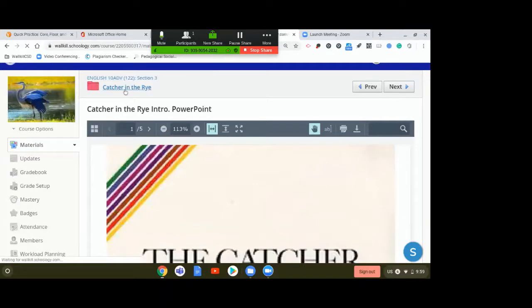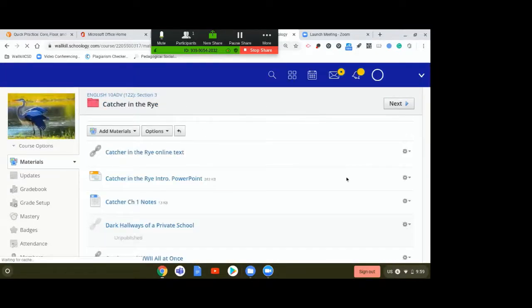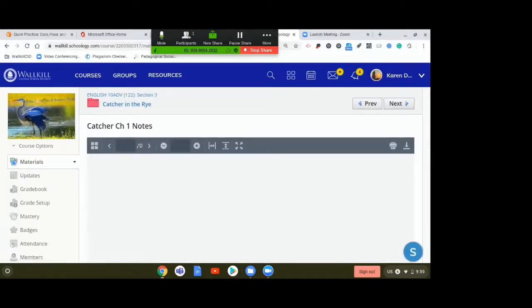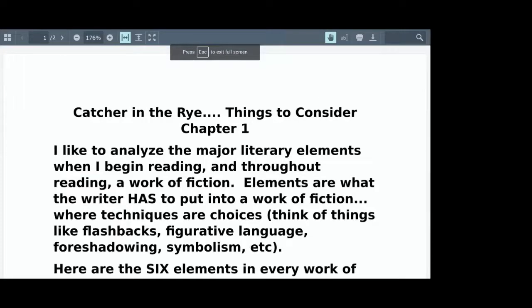Now, before we start reading chapter 1, which we are going to read together in this presentation, Catcher chapter 1 notes, I'm just going to take a look at these. These are just some basic notes from me. I love to read. I've been teaching English, oh my gosh, this is my 19th year teaching English. That's crazy. But there are some things that I know as a reader and a teacher, and I like to write too, though I prefer to write poems, that when I sit down to consider a narrative, again, narrative is something that tells a story, and this is a work of fiction, so it is a narrative.